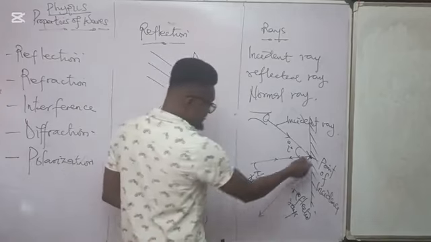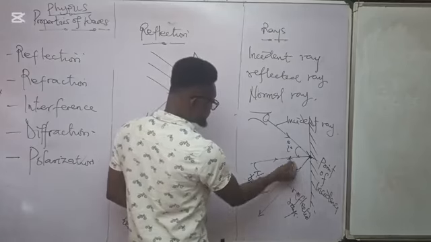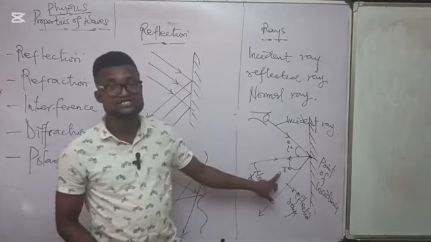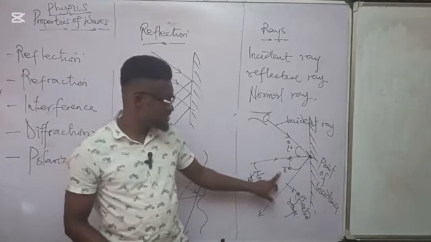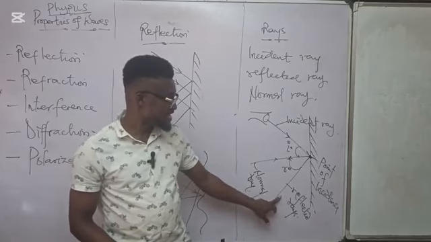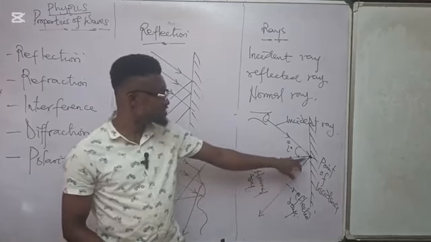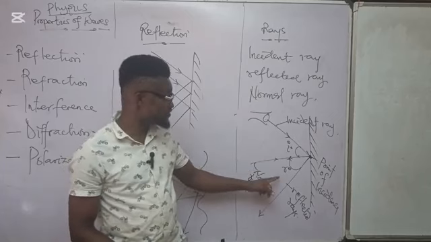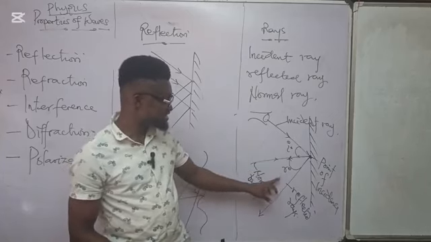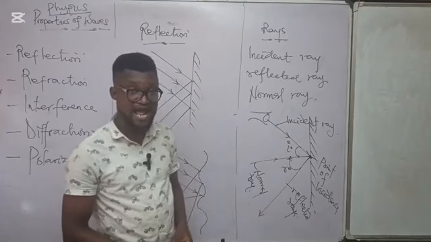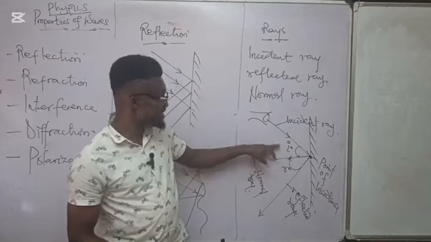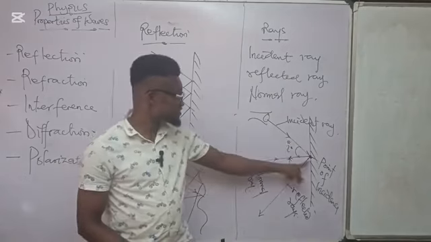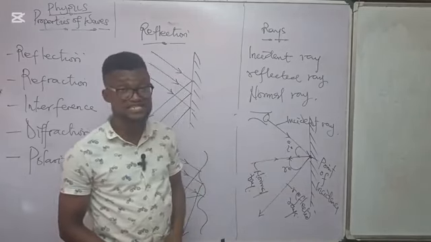Then again, the reflected ray also makes an angle with the normal. If you measure this angle, it is said to be the angle of reflection, which is the angle made by the reflected ray from the point of reflection. It is measured from the normal. Hence, you can also say that it is the angle that exists between the reflected ray and the normal, while the angle of incidence is the angle that exists between the incident ray and the normal. Remember, all of this takes place from the point of incidence.